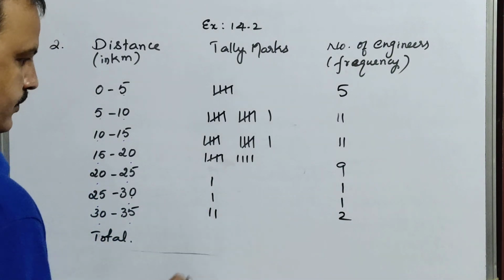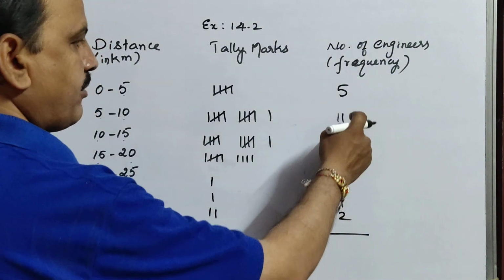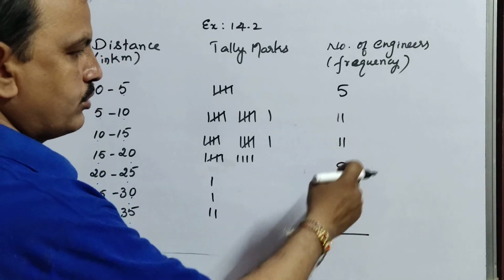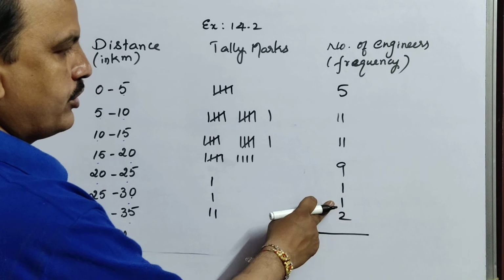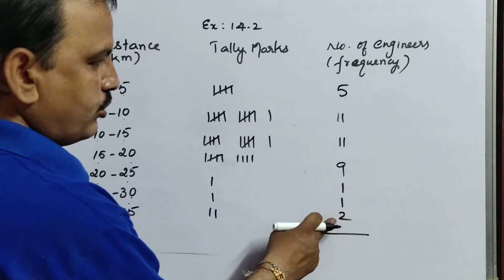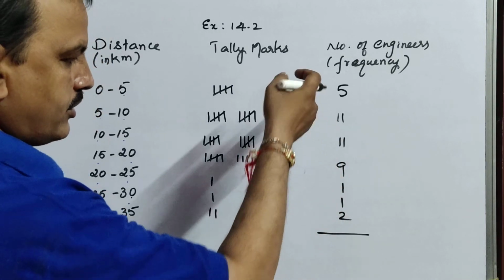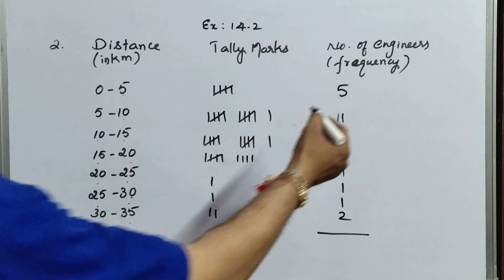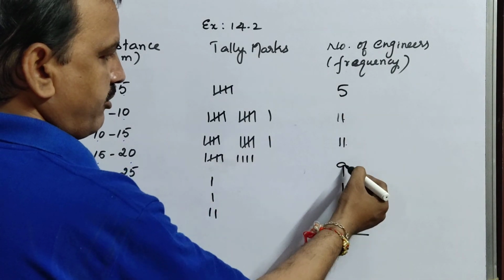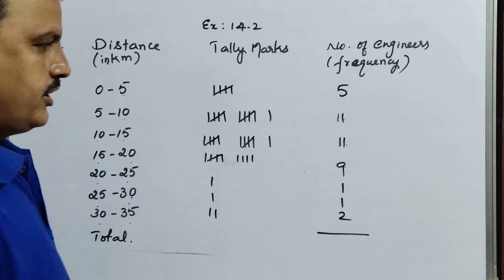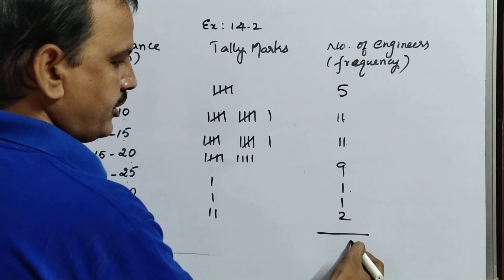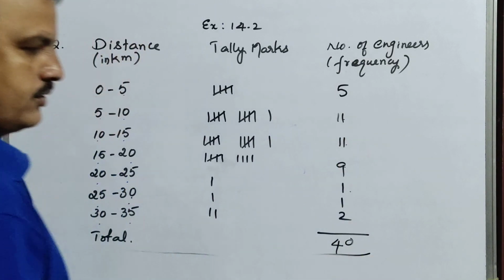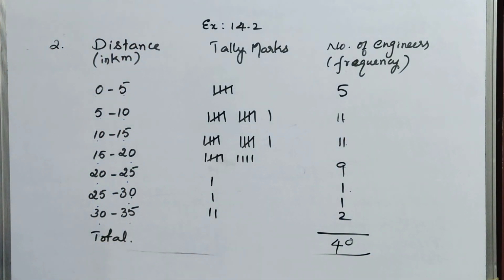So total you count: 11 plus 11, 22, 23, 24, plus 2, 26. It's getting 31, no? Sorry, count once more. 5 plus 1, 6, 6 plus 1, 7, 7 plus 9, 16, 17, 18, 19, 20, then 2, 3, 4. So total 40. So total you have to write 40.